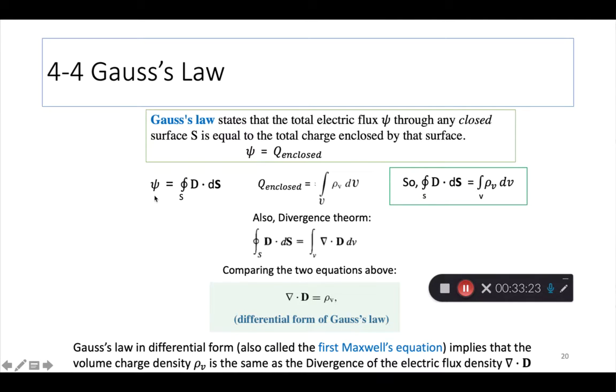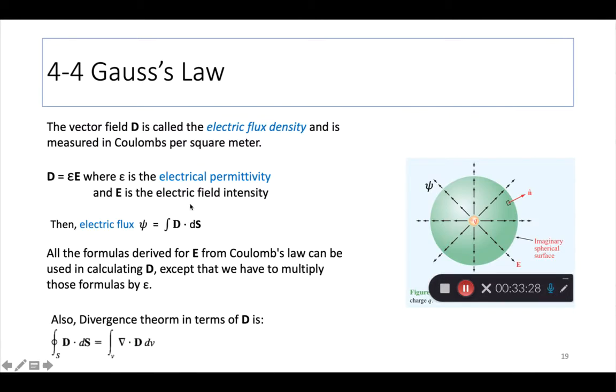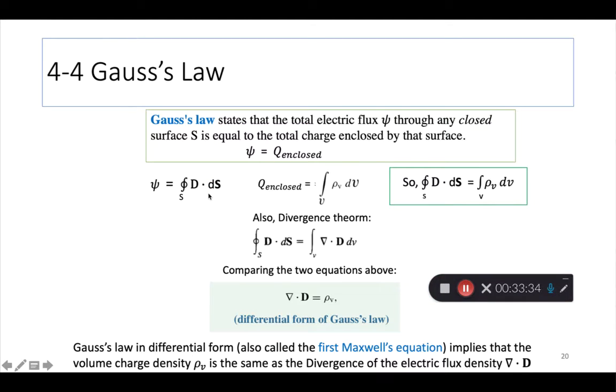So psi, which is Q, is also, you can write it from the previous expression here as the integral of D dot dS, right? So the integral of the flux density gives you psi, and Q enclosed we know by applying the formula for charge density. So rho v is charge density. If you integrate that over the volume, you get the total Q enclosed. So basically, because the left sides are the same, the right sides become equal.